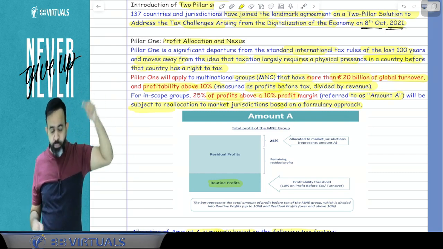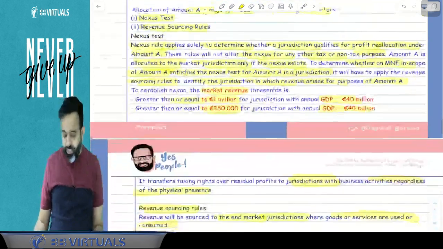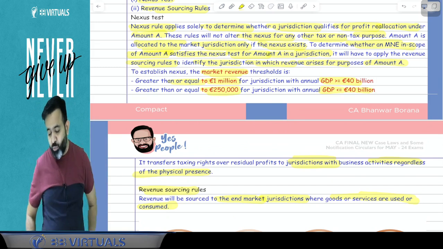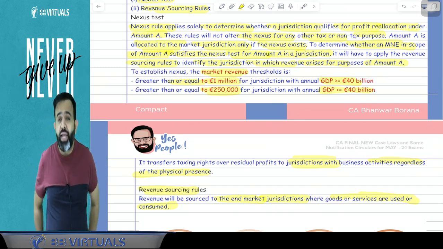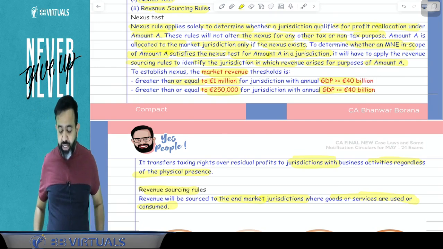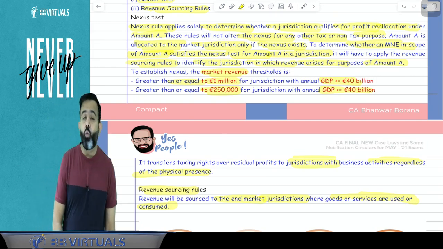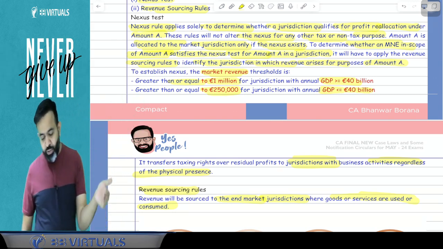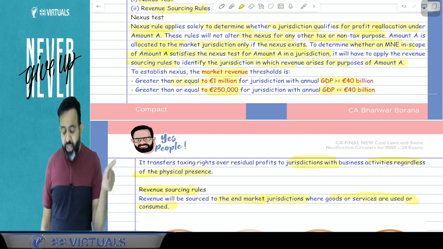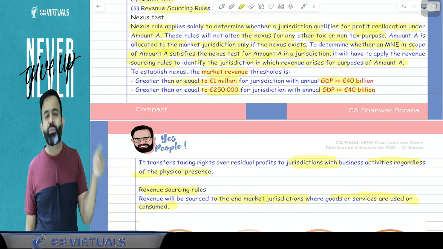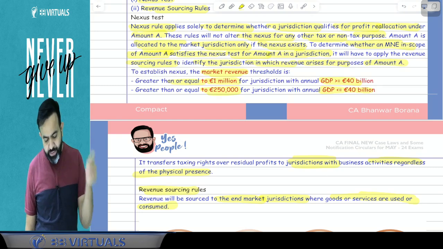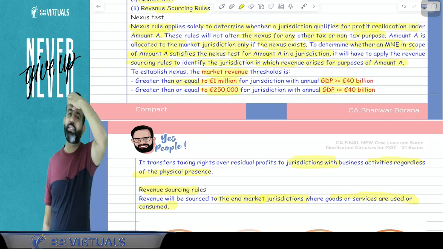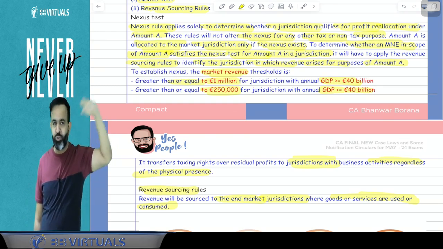You know that only if the nexus test is fulfilled. Your nexus test is fulfilled when market revenue from that country, if that country's GDP is more than or equal to 40 billion euros, and this company is getting revenue from that country of more than or equal to 1 million euros. And suppose that country's GDP is 40 billion euros or less, and this company is getting revenue from that country of 250,000 euros, then guys, that country will get the right to tax that particular excess profit. You got my point or not?